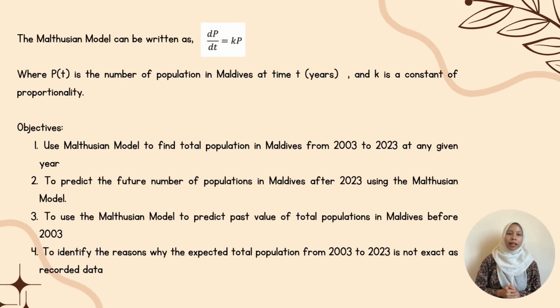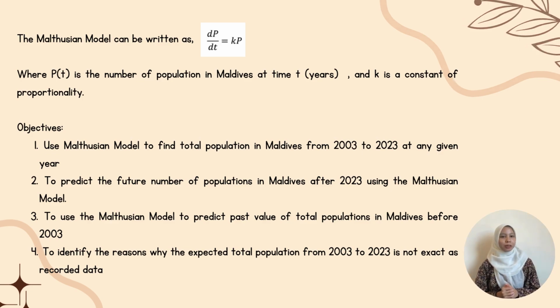The Malthusian model can be written as dP over dt equals kP, where P is the number of population, t is the time in years, and k is the constant. The objective of this task 1 is to find the total population in Maldives from 2003 to 2023 at any given year, and also to predict the future and past value of population. Lastly, it is also to identify the reason why the expected population is not exact as the recorded data that we took from the official website.